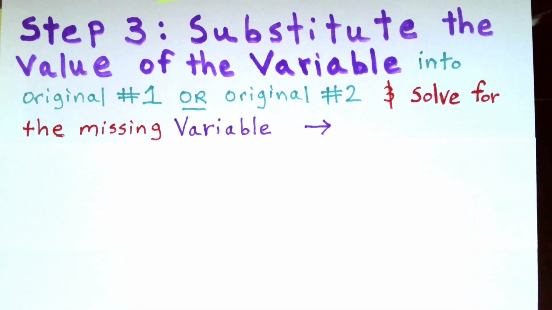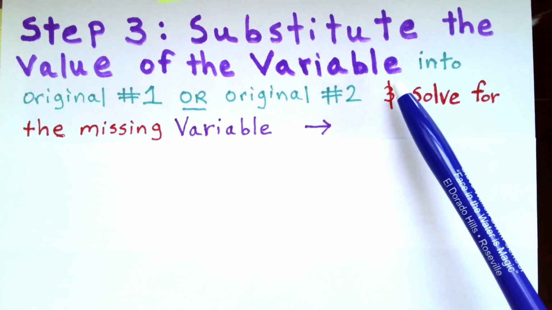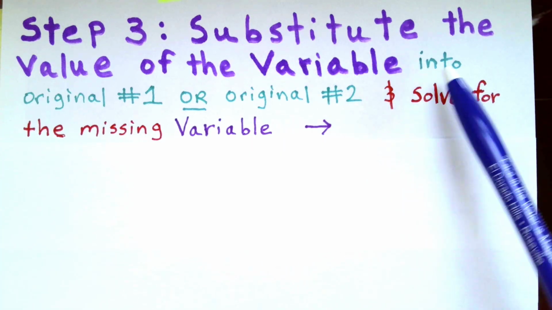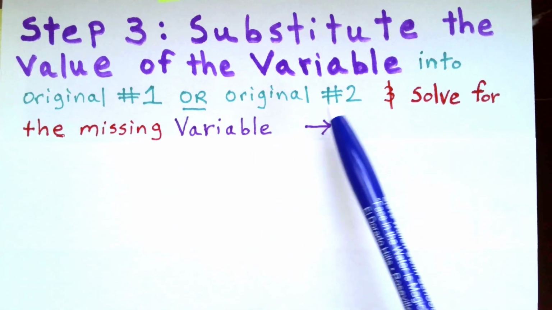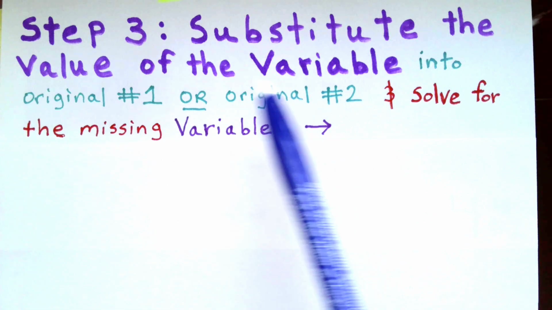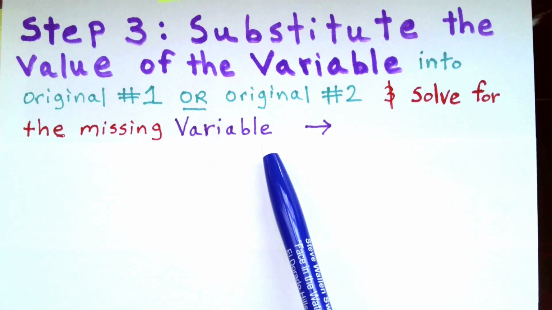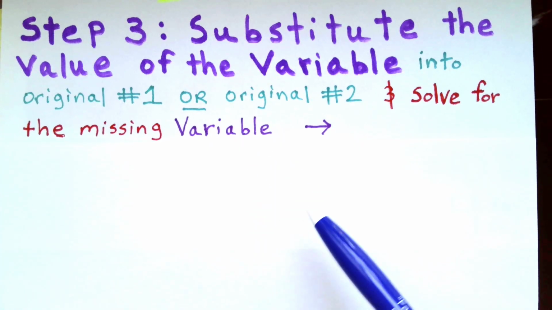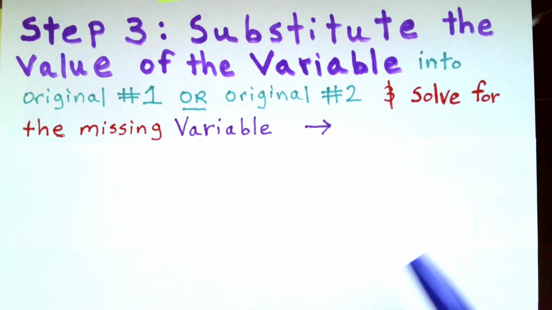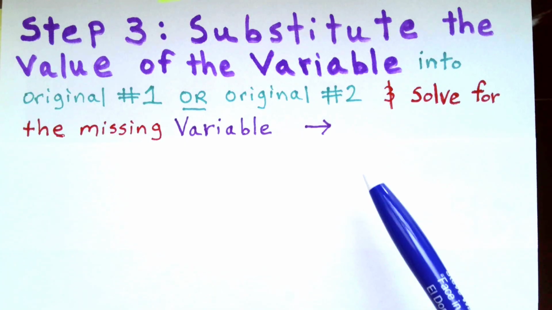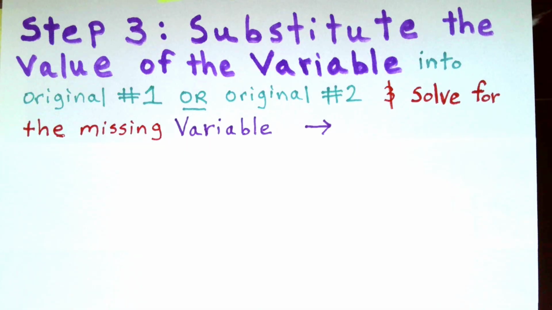All right, let's take a look here at step 3. We want to substitute the value of the variable we solved for, x. X equals 7. So we'll substitute 7 for x into the original number 1 equation or the original number 2 equation. You choose. It's absolutely up to you. And then you're going to solve for the missing variable. In this case, we're going to solve for y. If we know the value of x, we're going to solve for y. Let me show you what that may have looked like on either equation, whether you chose number 1 or number 2. Let's check that out.